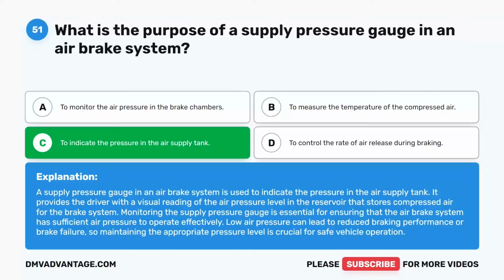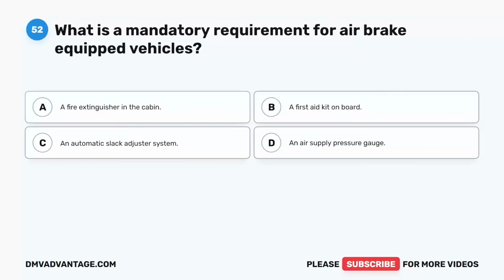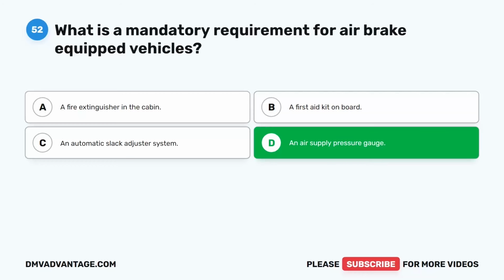for safe vehicle operation. Question 52. What is a mandatory requirement for air brake equipped vehicles? A. A fire extinguisher in the cabin. B. A first aid kit on board. C. An automatic slack adjuster system. D. An air supply pressure gauge. The correct answer is D.